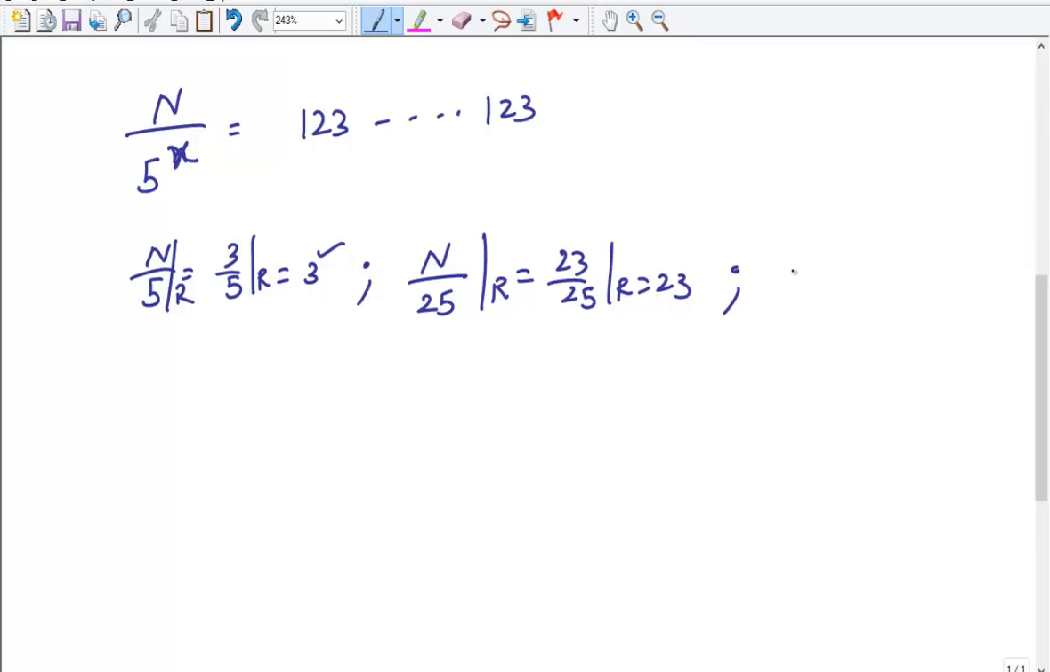And finally n divided by 125. 125 is of the format 5 cube. It means that we need to consider the last 3 digits. Last 3 digits are 1, 2, 3, so 123 by 125. So the remainder itself is 123. So this must be very simple.